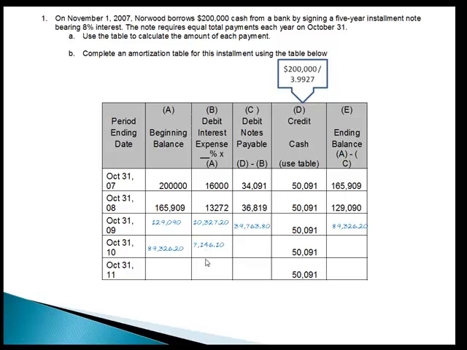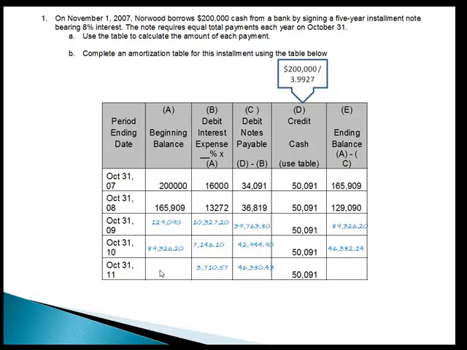Times 8% is $7,146.10. The difference between your $50,091 and your interest expense is $42,944.90. Beginning note balance less your reduction gives you your ending note balance, $46,382.14. Year 5, that becomes, oops, what happens?